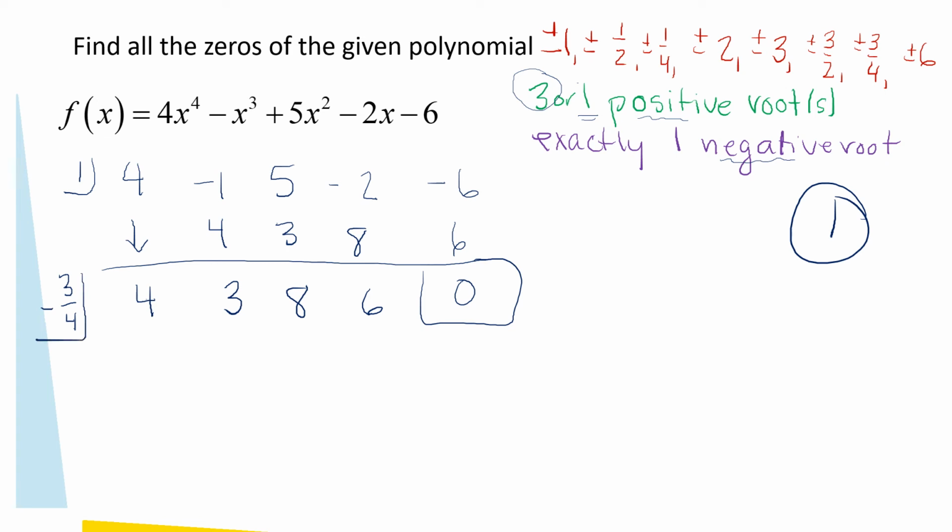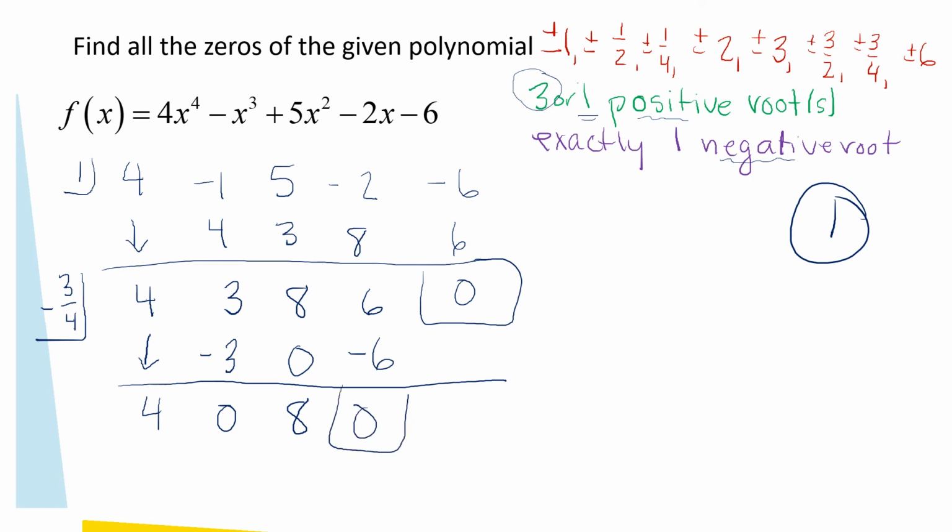And I know you're going to pick some things that are not going to work. I happen to pick the things that do work because I know the answer in advance, which you won't have. So I'm going to take 4 and drop that down. 4 times -3/4 is -3. That gives me 0. 0 times -3/4 is 0. I add that to 8. 8 times -3/4 is -6, and that gives me 0 as my remainder. So -3/4 is also a root.